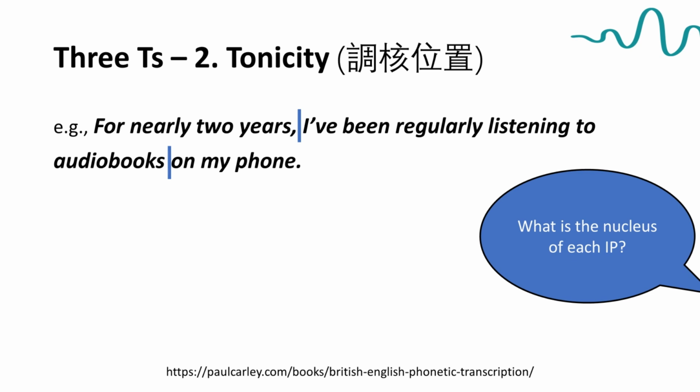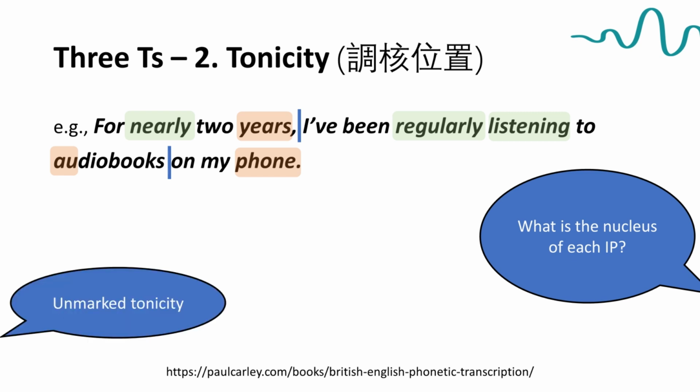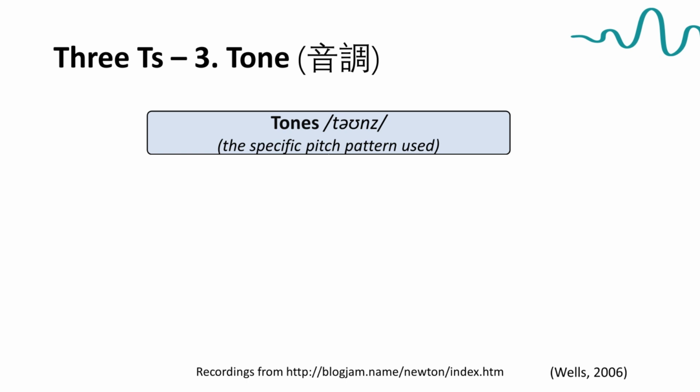The nuclear syllables are years, the first syllable of audiobooks, and phone. As for the remaining content words nearly, regularly, and listening, they are all accented words, but not the most prominent ones. Actually, this sentence is the first sentence of a passage. The speaker tends to focus attention on the whole message. You may notice that each nucleus occurs at the final content word in each IP, so the whole utterance has unmarked tonicity. The last T, tone, concerns what pitch pattern is used.